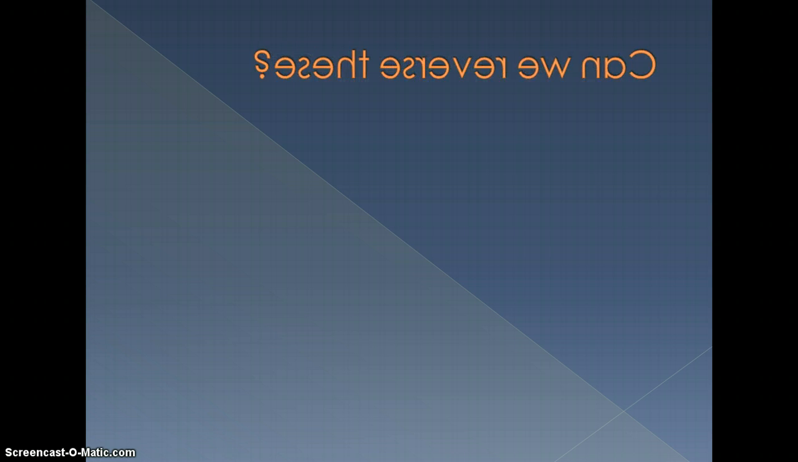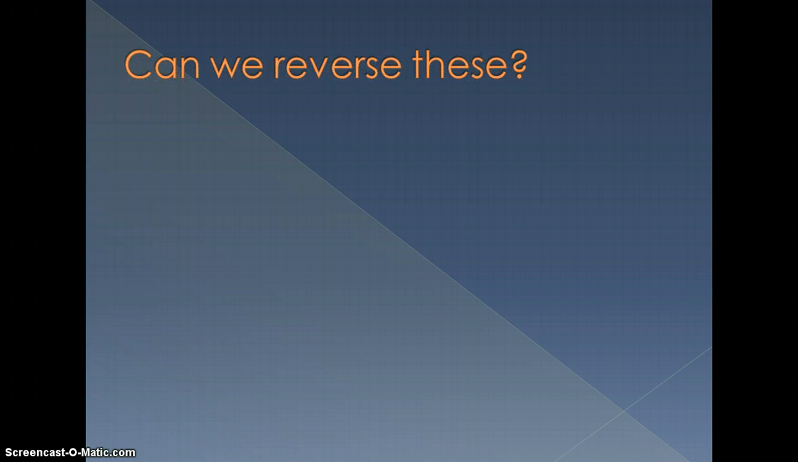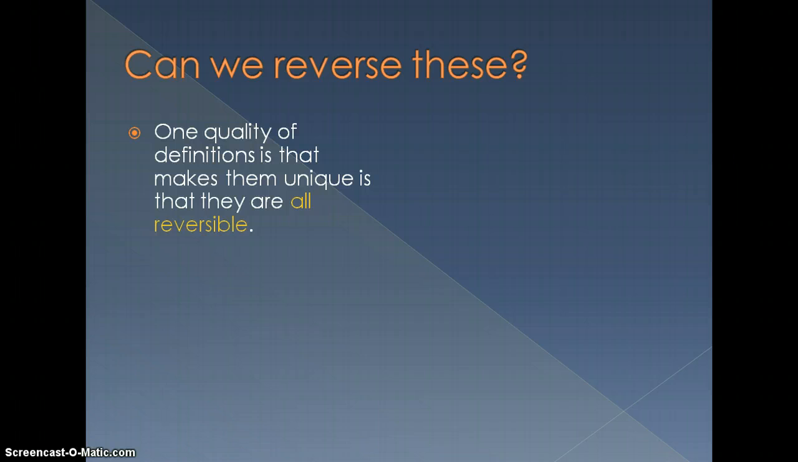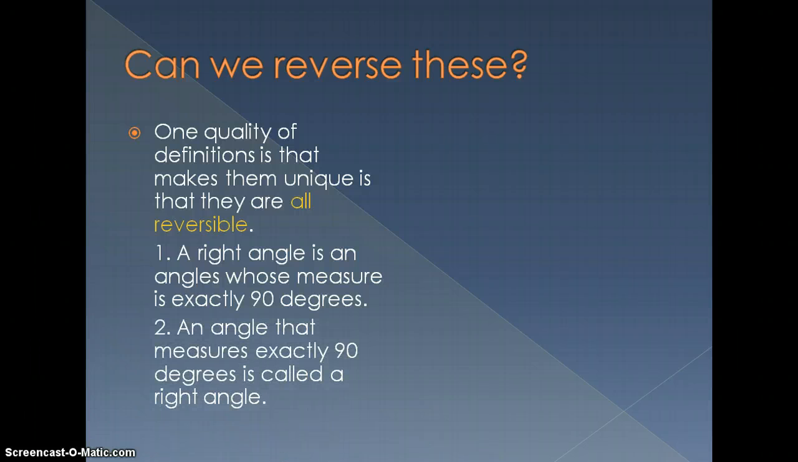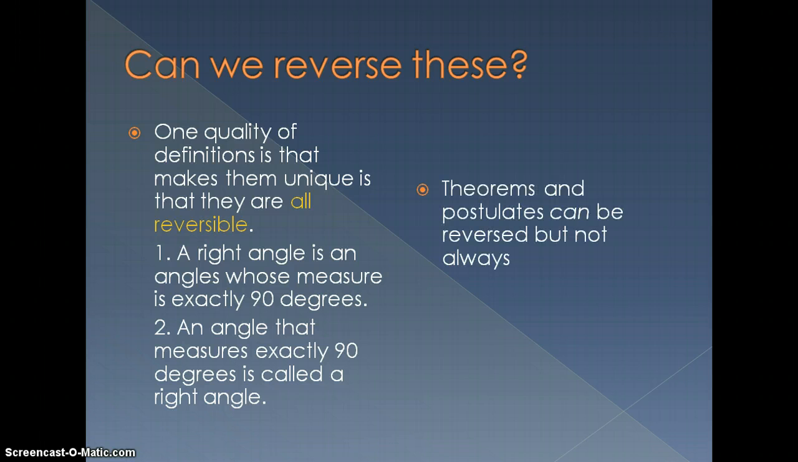So for logic purposes, we want to know if we can reverse these. And one quality of definitions that makes them unique is that they're all reversible. For example, a right angle is an angle whose measure is exactly 90 degrees. And the reverse of that is also true. An angle that measures exactly 90 degrees is called a right angle. Theorems and postulates, some of them can be reversed, some of them can't be. So just don't assume they can. Definitions are the only ones that for sure we can reverse.